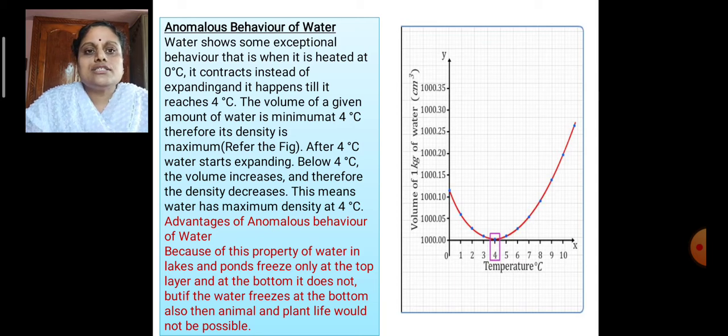The advantage of the anomalous property of water is that, because of this property, in lakes and ponds, water freezes only at the top layer, and at the bottom layer it doesn't freeze. But if the water froze at the bottom, then animal and plant life would not be possible.